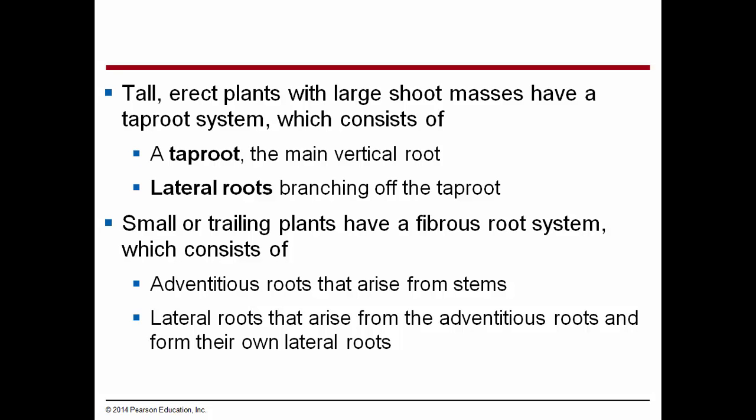Tall, erect plants with large shoot masses have a taproot system, which consists of a taproot, which is the main vertical root, and lateral roots, branching off the taproot. Small or trailing plants have a fibrous root system, which consists of adventitious roots that arise from stems, and lateral roots that arise from the adventitious roots and form their own lateral root structure.